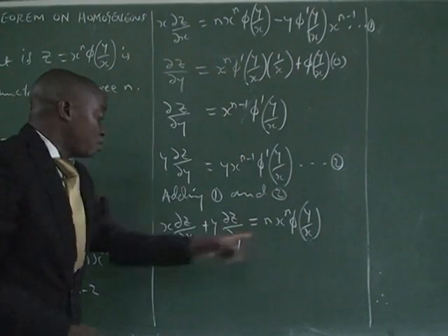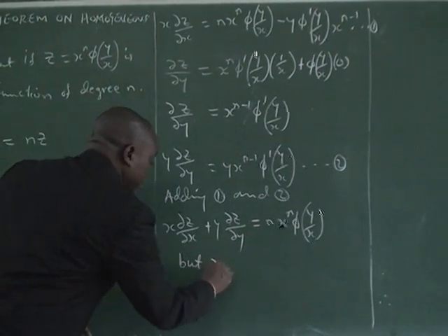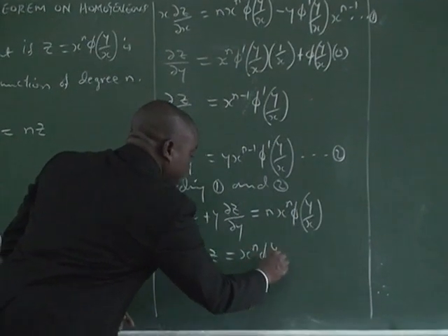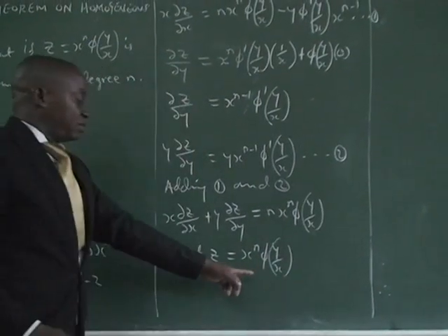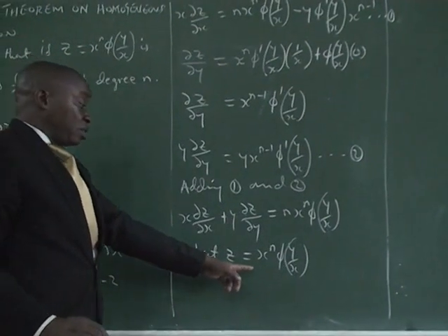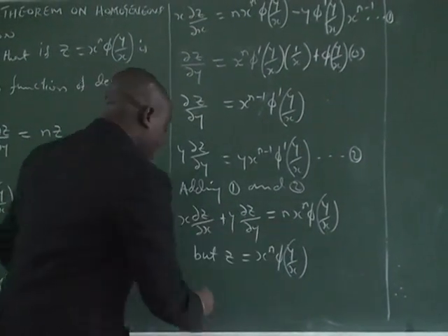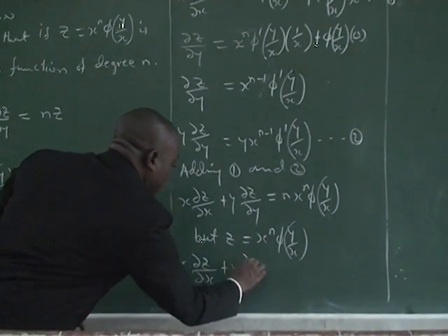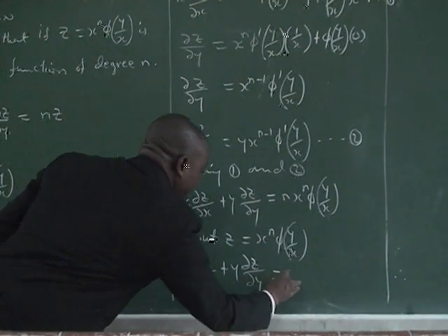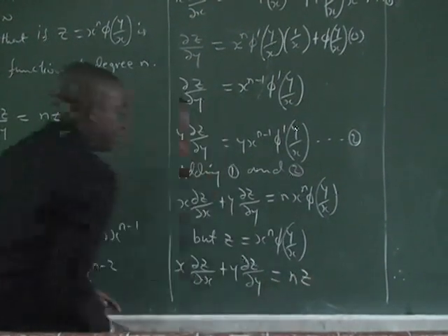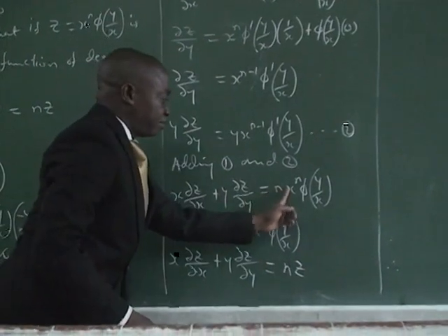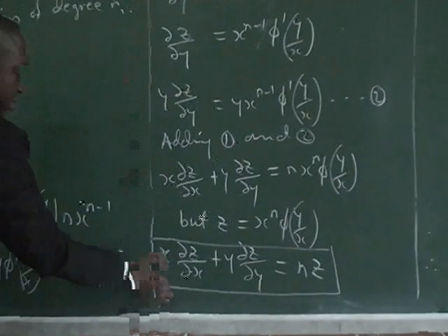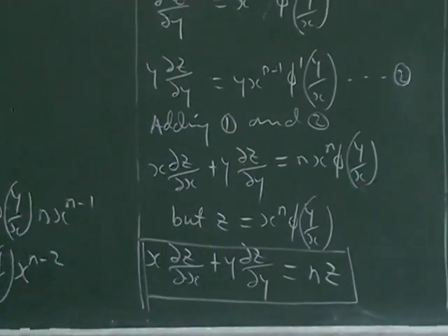Now we know z is phi of y over x by definition. So when we write this, x partial z partial x plus y partial z partial y, it is true. And that is the first theory.